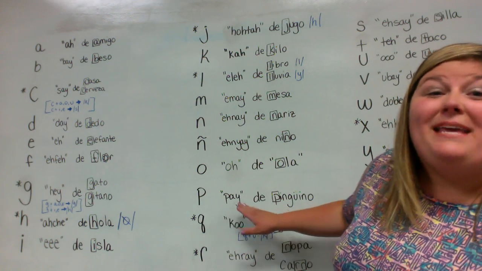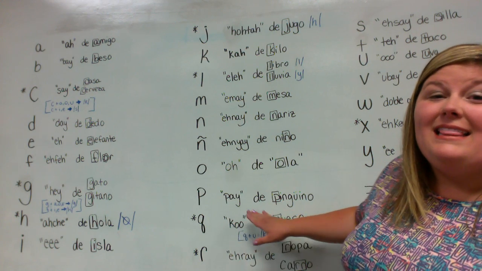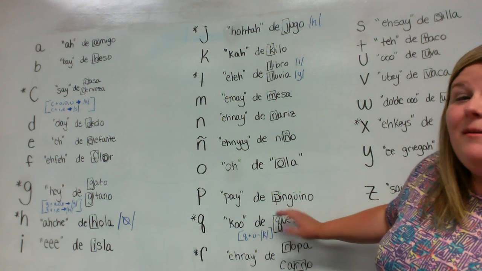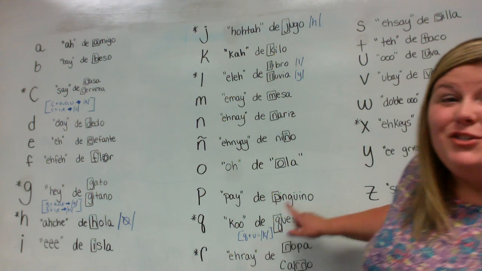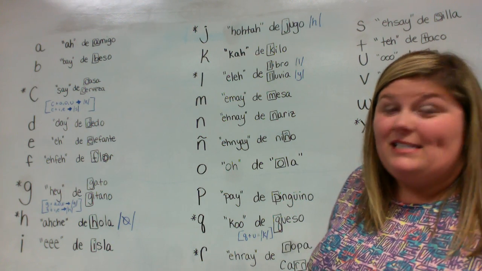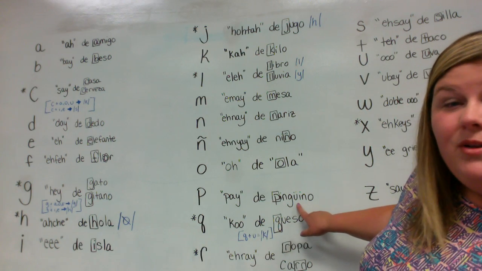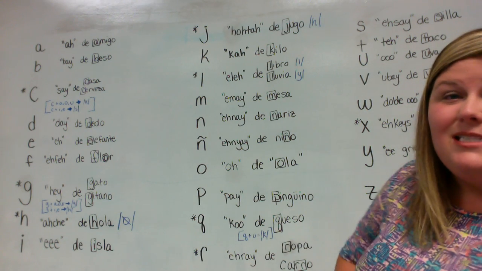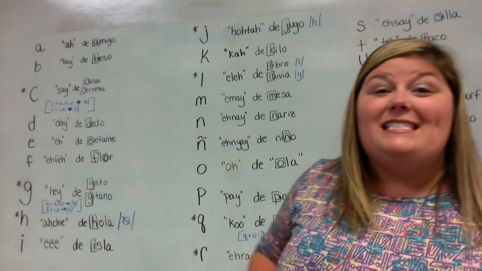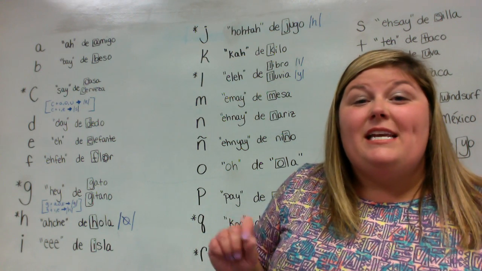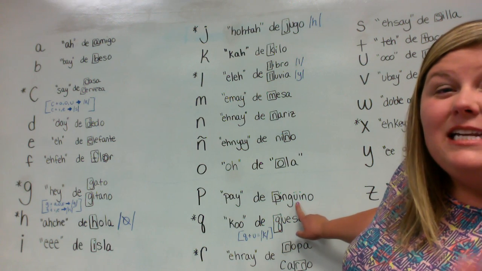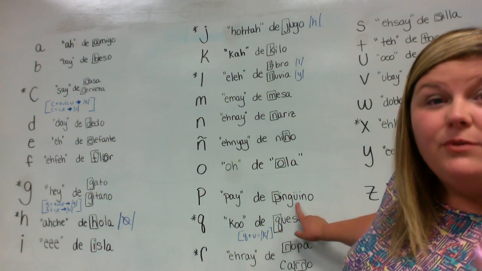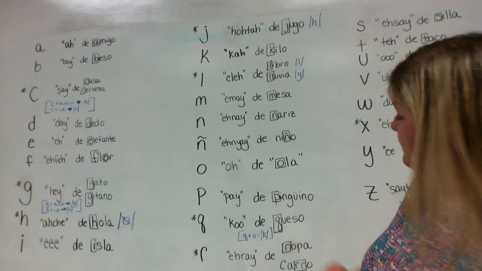P de pingüino. Pingüino is penguin. And we have something else interesting going on here that we haven't seen yet. You have the letter U with two little dots above it. That's called a diéresis. When you see the letter U with two dots above it, it's going to sound like a W would in English.